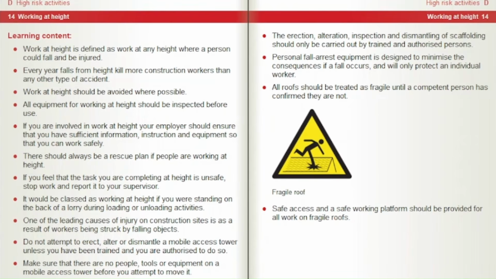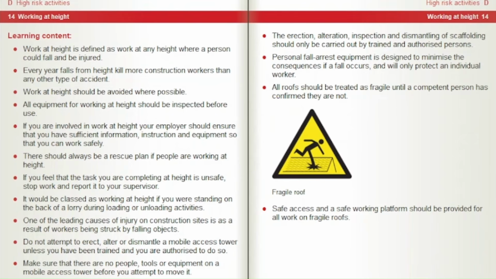There should always be a rescue plan if people are working at height. If you feel that the task you are completing at height is unsafe, stop work and report it to your supervisor. It would be classed as working at height if you were standing on the back of a lorry during loading or unloading activities. One of the leading causes of injury on construction sites is as a result of workers being struck by falling objects.